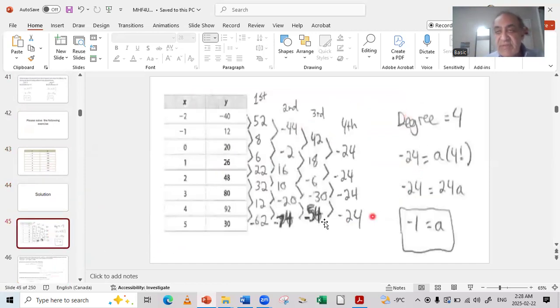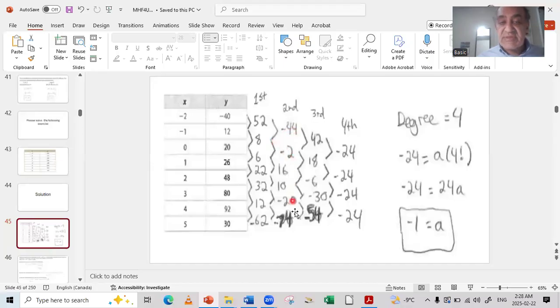This is another example exactly like what we had here, but the degree here is 4, because the numbers become similar in the fourth difference. When we subtract the first time, the numbers were not similar. These numbers are not similar. Then when we get the second differences, they were not similar. When we get the fourth differences, they were similar. 1, 2, 3, 4.